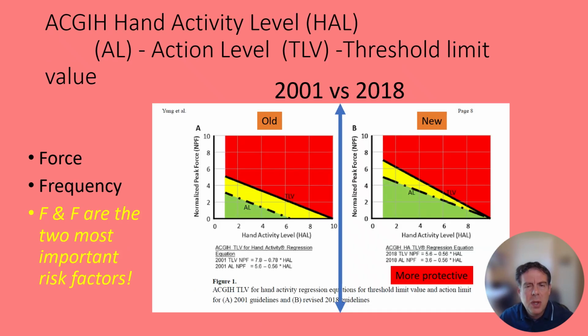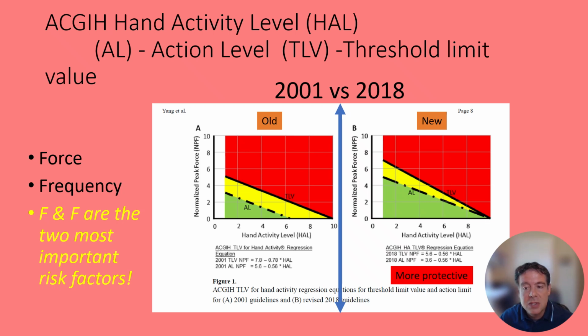Another important note that could be a little confusing: HAL was updated in 2018. So there are two different TLVs. If you've been around for a while, you probably use the older one from 2001, but recognize there are two different ones, and the update is a more protective level for the TLV, so it's a little lower.